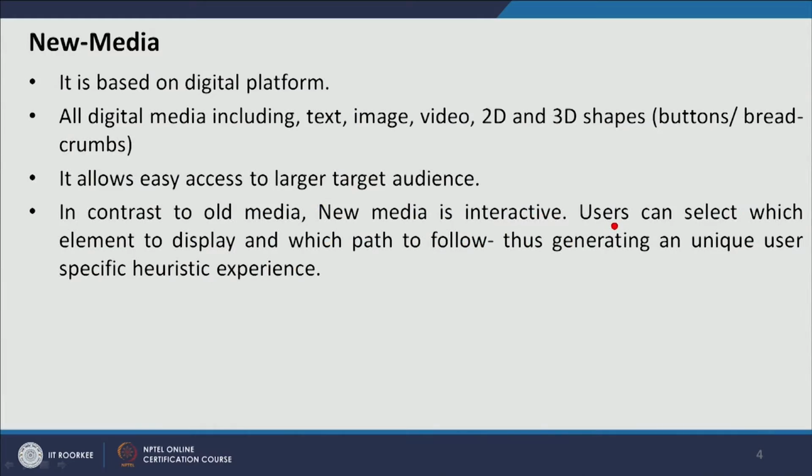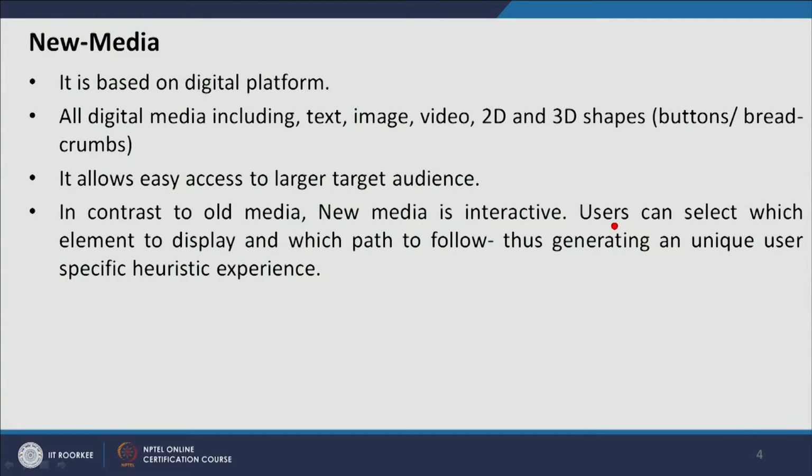So what are the characteristics of new media? It is based on a digital platform, definitely, and includes all digital media: text, image, video. It can be 2D and 3D shapes, for example buttons and breadcrumbs. Breadcrumbs are the buttons we use for navigation, which we will discuss in later classes. All these are digital information which we can store and use on a digital media platform.